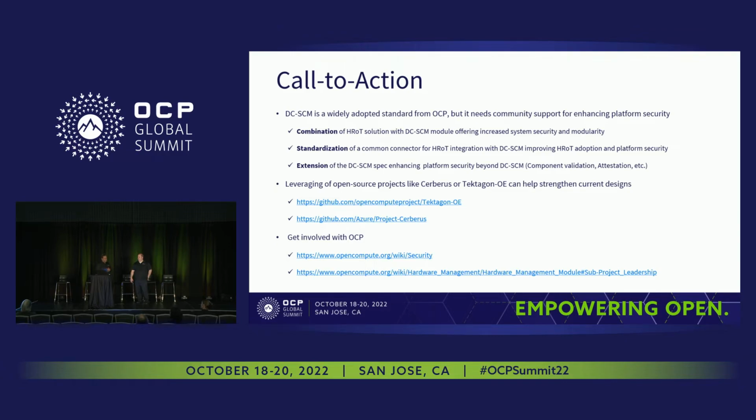Let's make some form of that not optional anymore, something that is required from the system perspective. And that has to be driven by somebody from the OCP side. We cannot do it on our side, but I think we need to understand that security is a big threat for all of us.